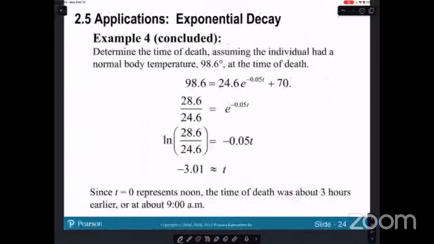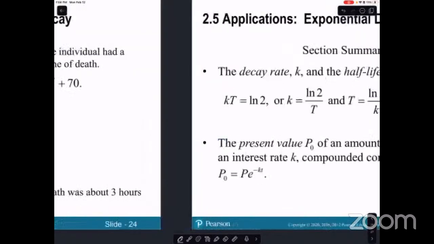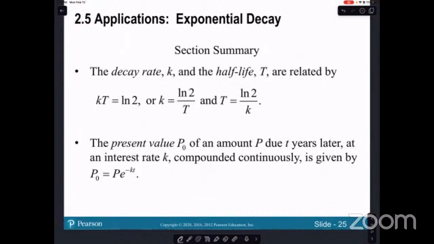Why did I say 29? Wait a minute. Why does it say 27? That's not right. Anyway.